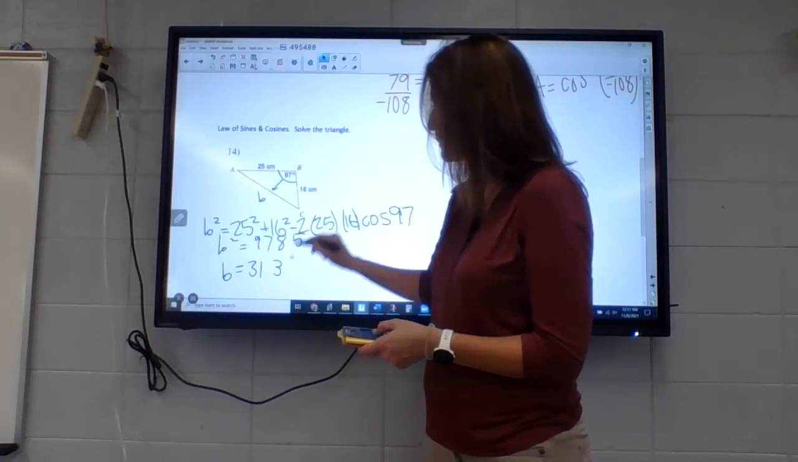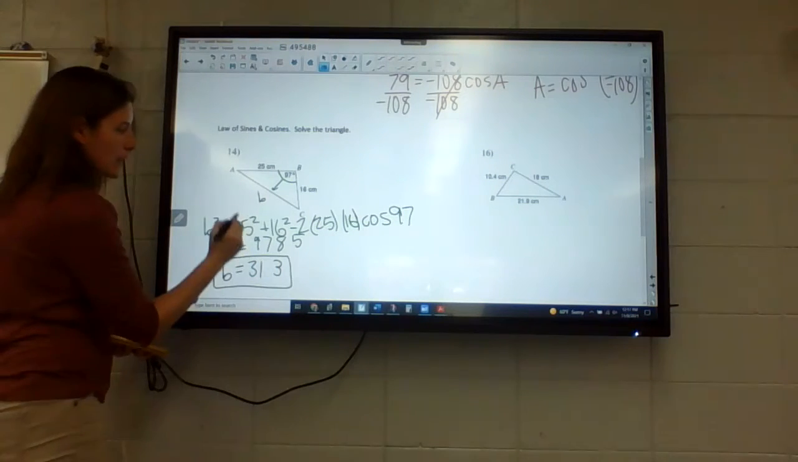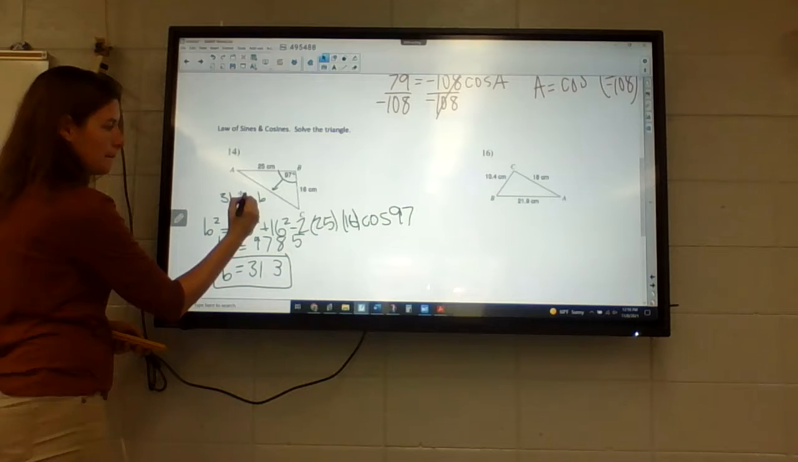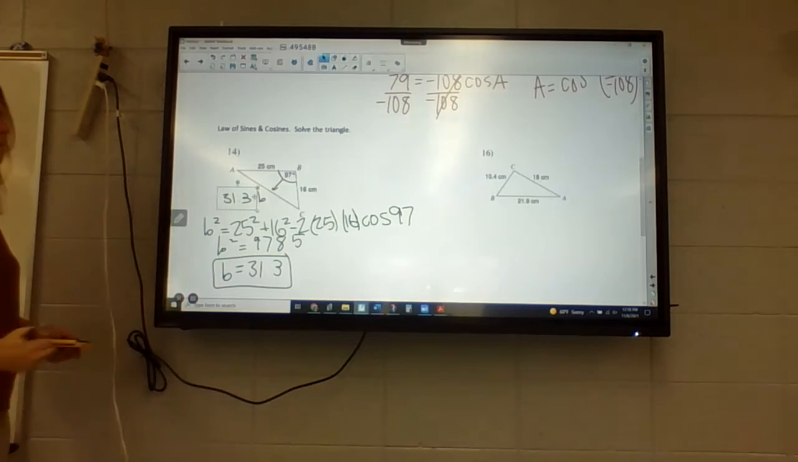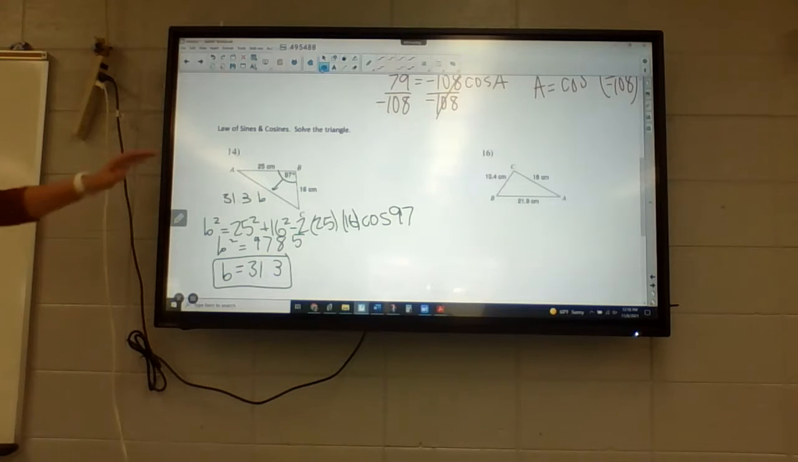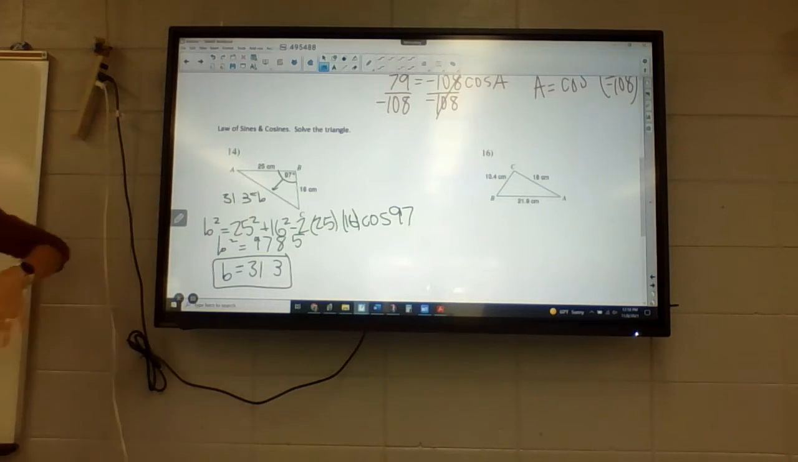What did I just do there? So that's my side B. And again, make sure it makes some sort of sense. Longest side should be across from the biggest angle. Once I know that, again, I'm not going to finish this up completely. I might do one more, I guess it doesn't take much more.